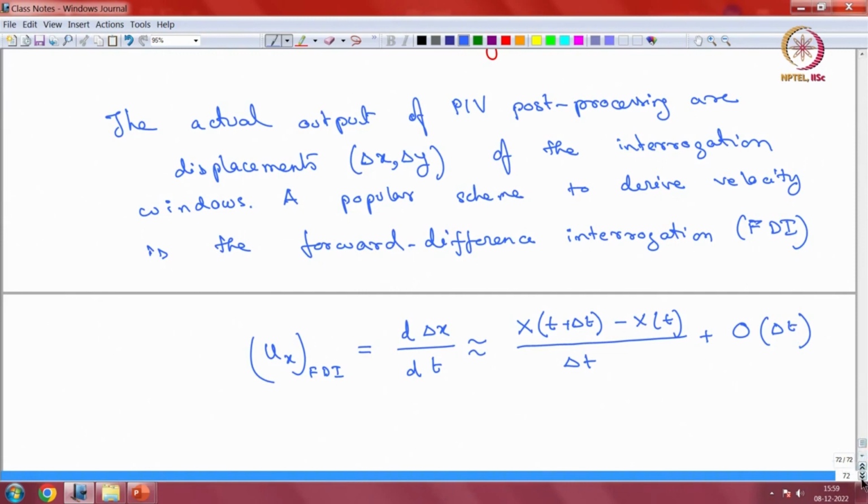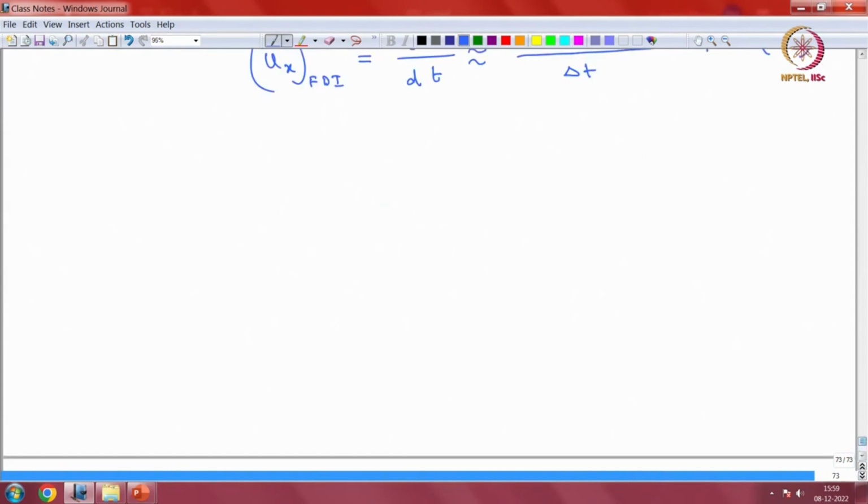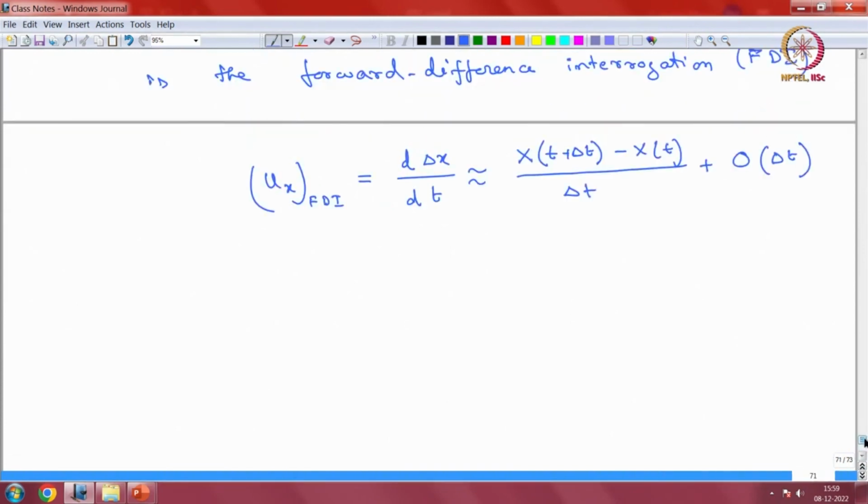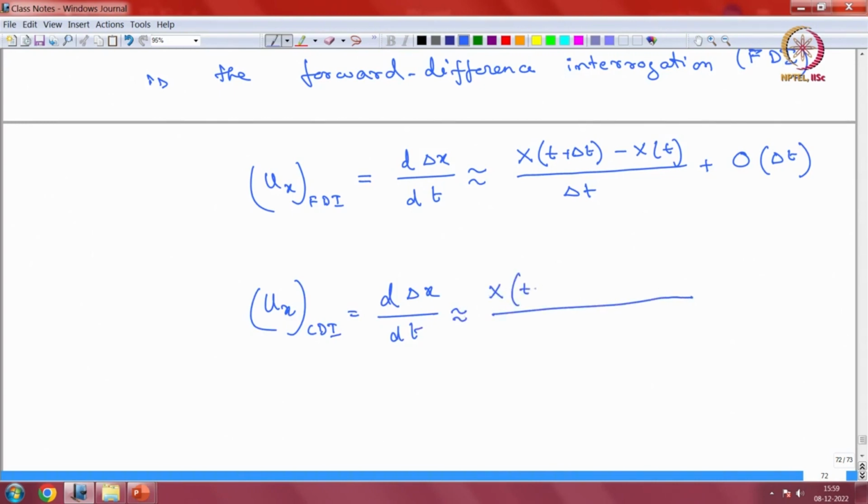Now, when long exposures are used, the errors in the forward difference interrogation scheme can be very large, in which case central difference schemes are preferred. In central difference, you try to calculate the same quantity, but you apply a slightly different formula for that, and what you do is x at t plus delta t minus x at t minus delta t, and this is divided by 2 delta t.